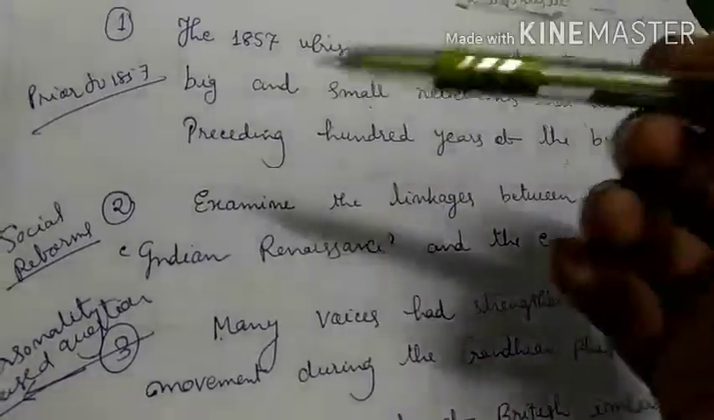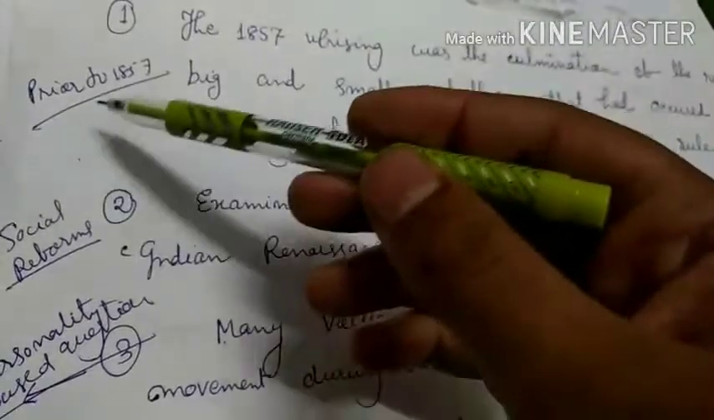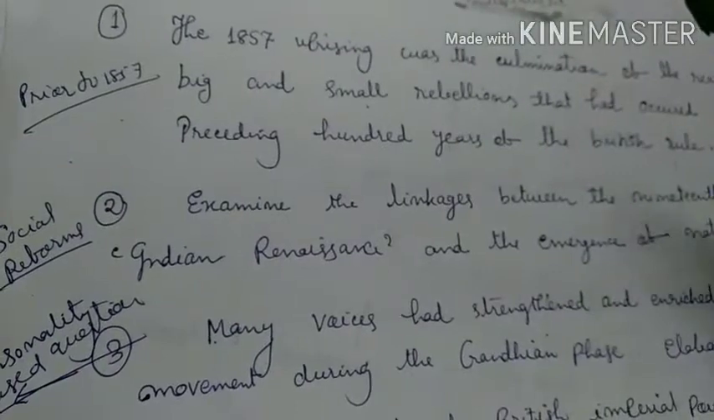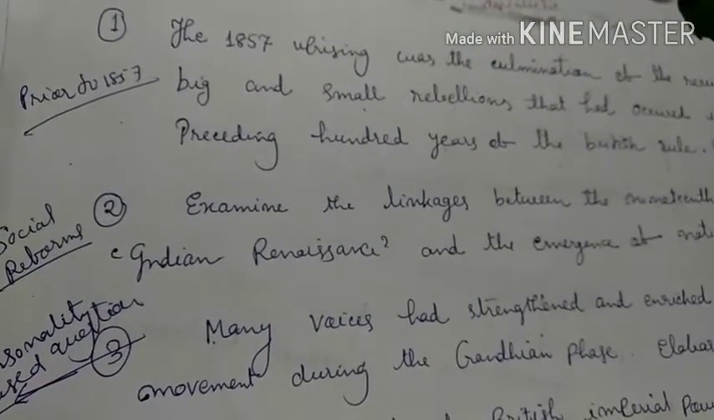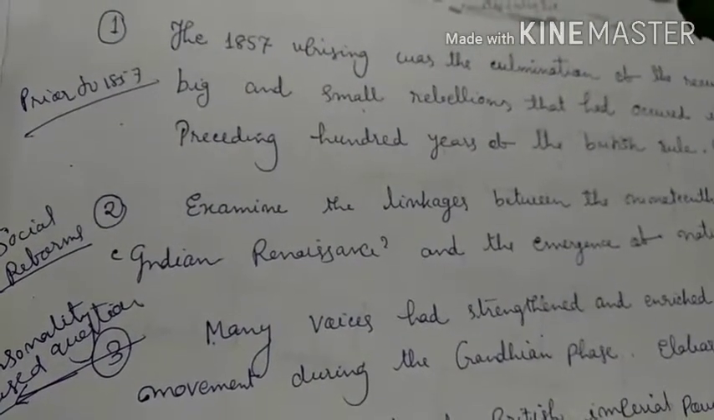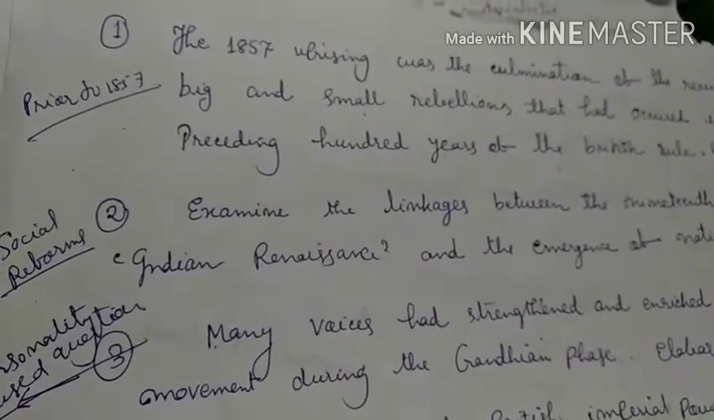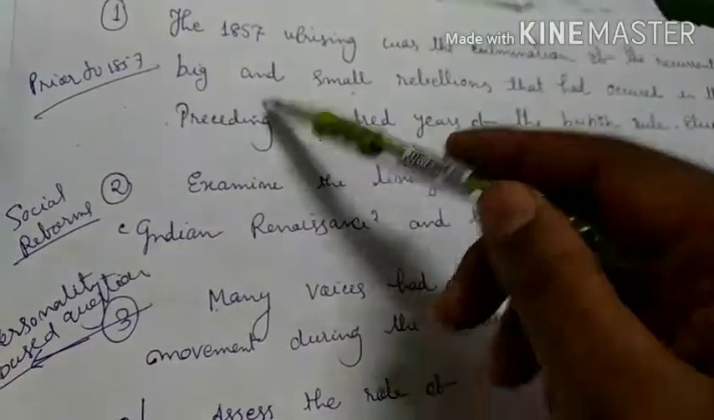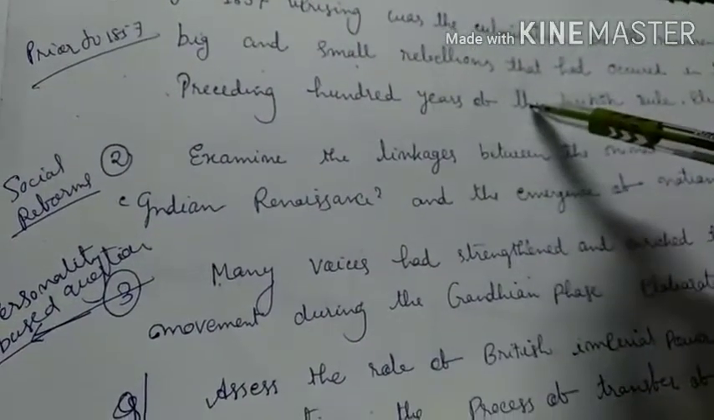Means the question is based on the incidents which happened prior to 1857, and how they have influenced the 1857 rebellion to reach a climax. Right, so the question is based on prior to 1857 or in and around 1857.